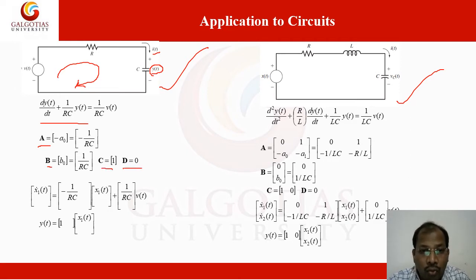So this is the form x1 dot is equal to minus 1 by RC x1 plus 1 by RC VT, and YT is equal to 1 x1. So here y dot YT is equal to, we are considering the x1. So putting in all the equations, we can simplify and convert into the state space. And this is the series RLC circuit.